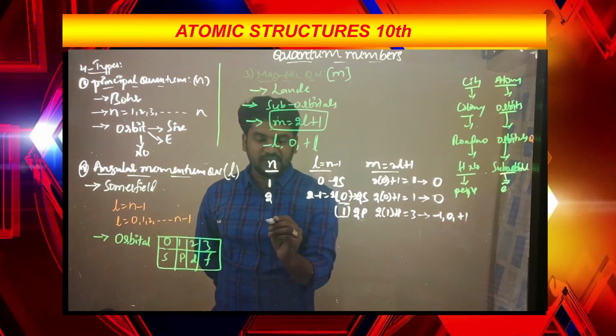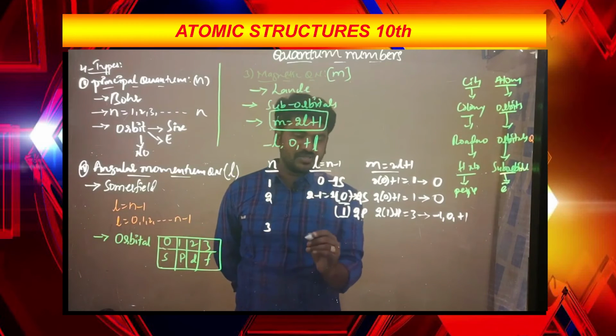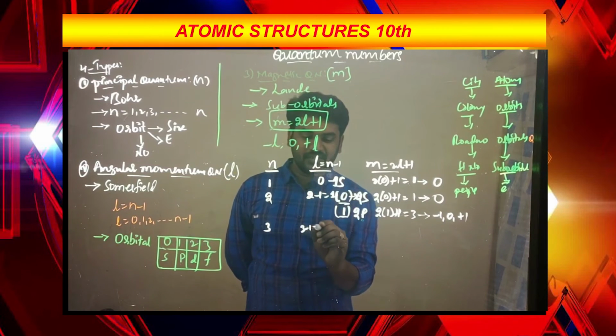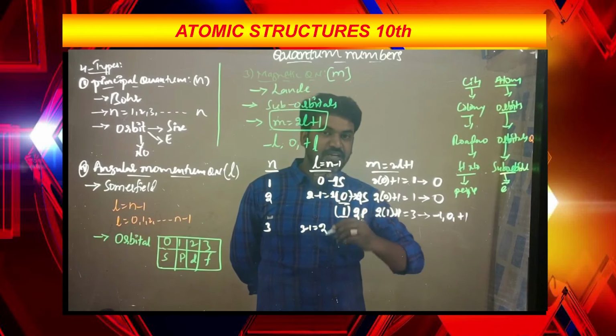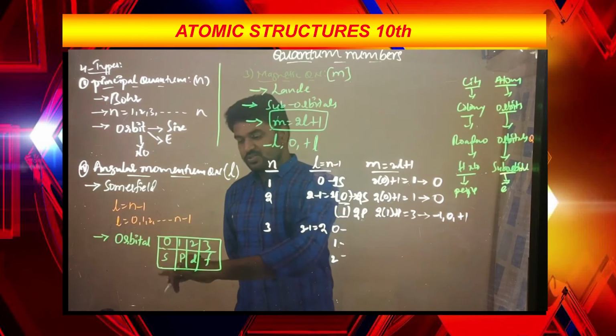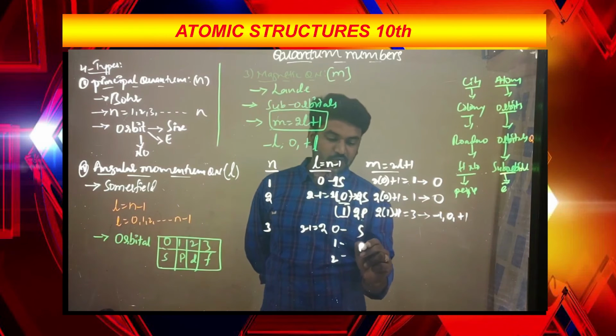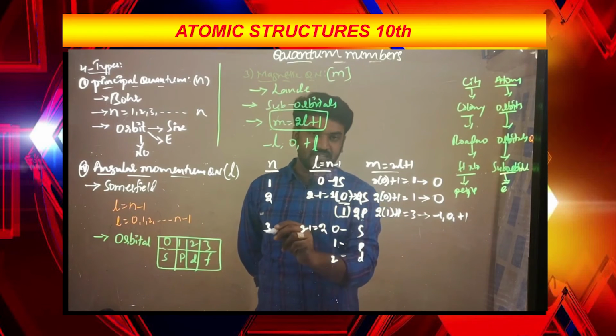Suppose we take n value 3. Here 3 minus 1 becomes 2, that means we need to write up to 2, like 0, 1, 2. So what do we get here? 0 means s orbital, 1 means p, and 2 means d. They all are present in the third orbit.